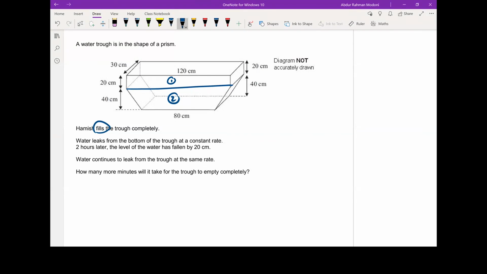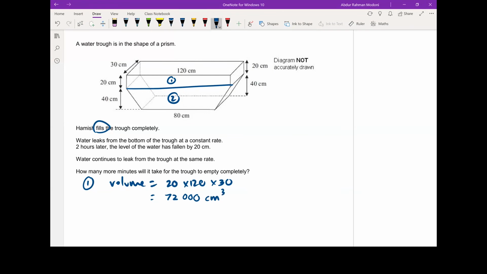The rectangle is worked out by doing, I'll write down here, number one, volume is equal to 20 times 120 and then times the 30, volume of a cuboid, and that gets us 12 times 2, which is 24, and then 24 times 3, which is 72,000 centimeters cubed.